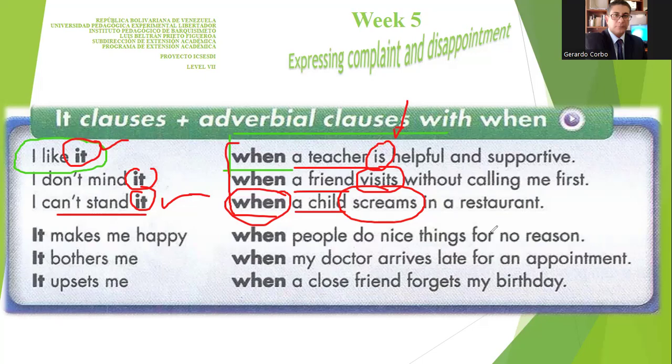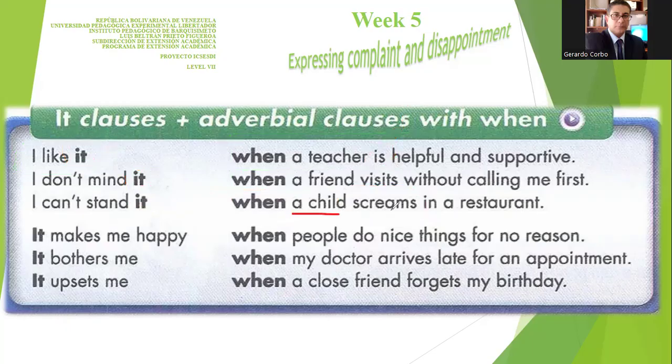Then after that, you have your subject, in this case, where you're talking about a child. What is the activity the child performs? Screams. And then the complement, in a restaurant. Or notice an affirmative: it makes me happy. In this case, it is at the beginning because you're talking about a situation. So the situation is substituted by it. The situation, the moment, the time. So the situation that makes me happy, the moment or the thing that makes me happy, you see?